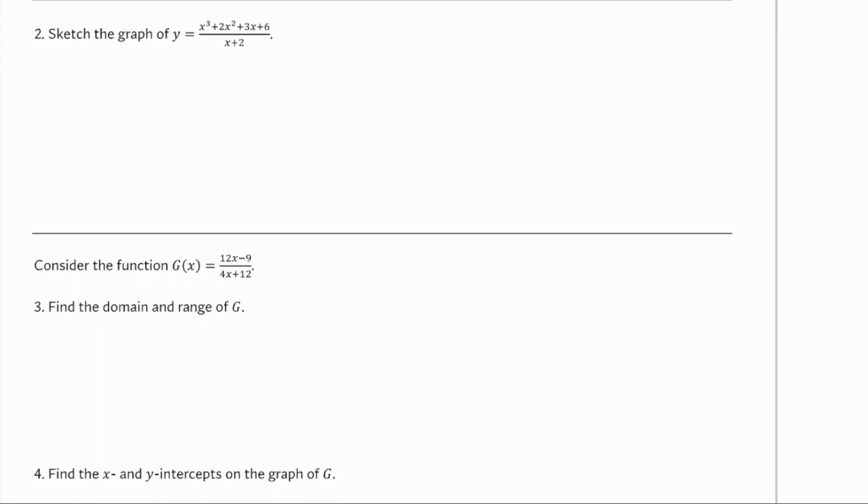Number 2 is going to ask us to sketch a graph of y equals x to the 3 plus 2x to the 2 plus 3x plus 6 over x plus 2. Alright, well we're going to need to factor the top. It looks like something I can do group and factor with, so I'm going to factor out an x squared from the first two terms. I'm left with an x plus 2. And that looks good because I can factor out a 3 from the second two terms, and I'm left with another x plus 2.